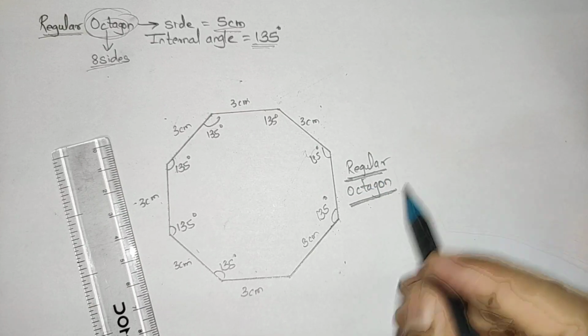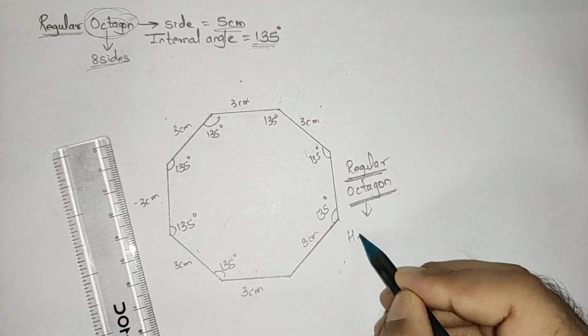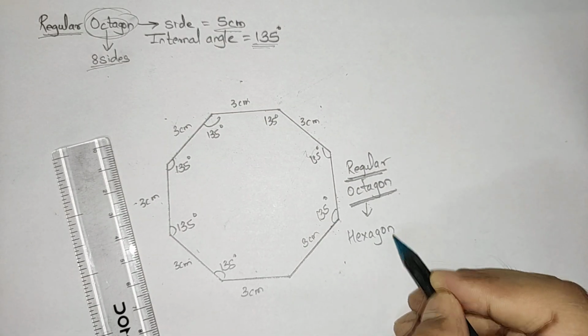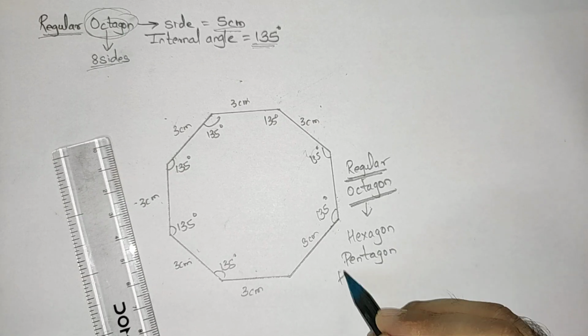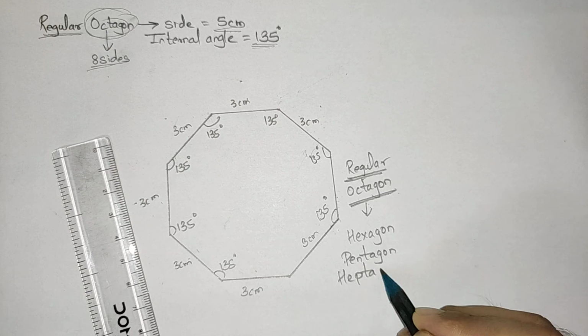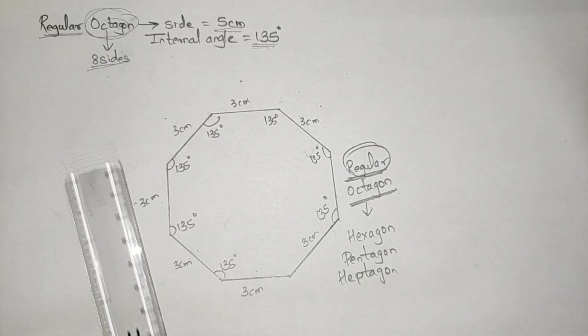The same method can be done for a regular hexagon. You can do the same thing for a pentagon, heptagon, or any polygon, but it has to be a regular polygon.